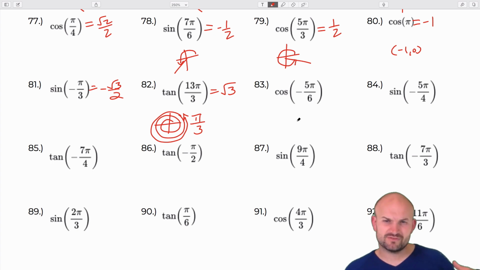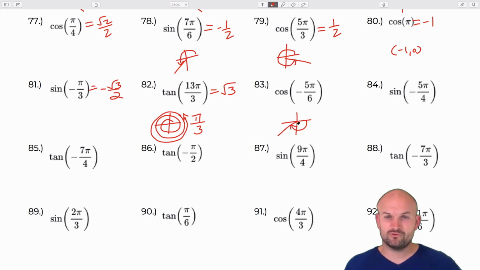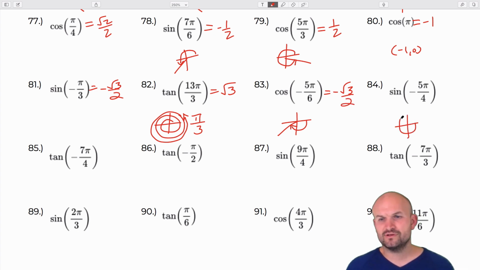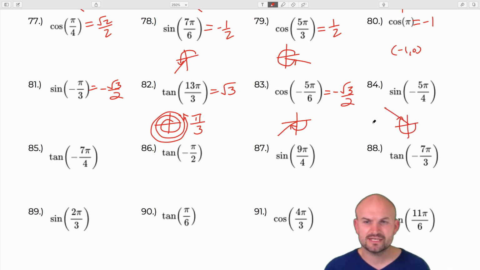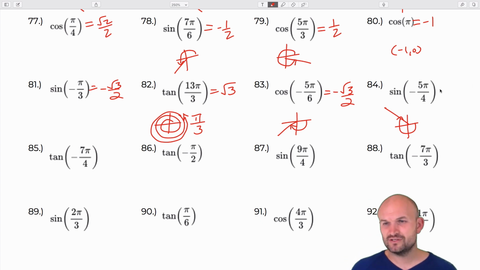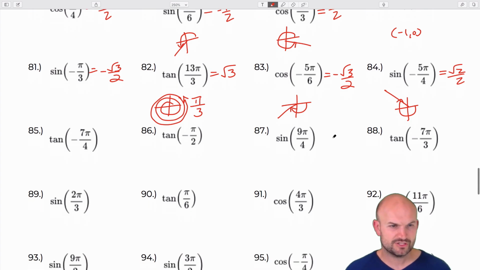Negative 5 pi over 6, reference angle is pi over 6. It's in the third quadrant, so therefore cosine will be negative. Pi over 6 is going to be a negative square root of 3 over 2. Negative 5 pi over 4, that's going to be in the second quadrant. Pi over 4 is the reference angle, so therefore it's going to be positive in the second quadrant, and square root of 2 over 2.